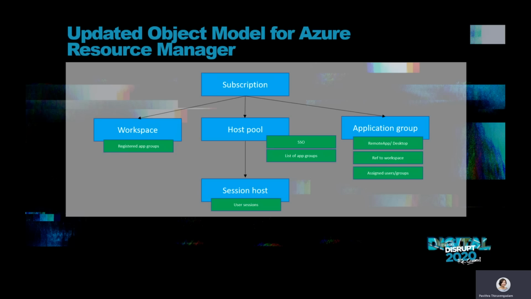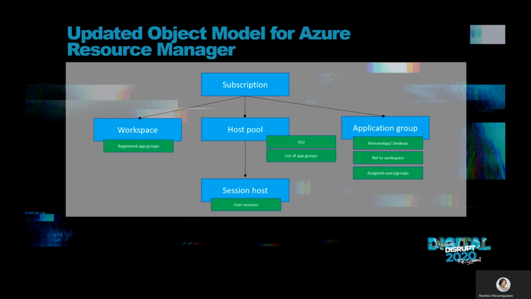And then we have the application group, which is another high level object, and it is a standalone object, but it cannot be created without referring to a host pool. It can be of two types, which is remote app or desktop. And it also refers to a workspace. So if you want to provide a user access to a desktop, for example, then you create a desktop app group, which needs to refer to an existing host pool, and then publish this desktop app group to the user. But additionally, you have to also ensure that this desktop app group is registered with the workspace. Why?